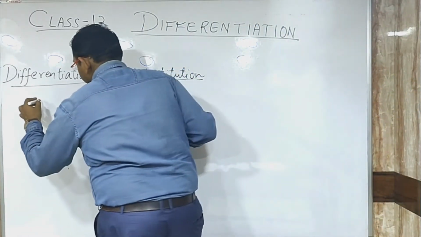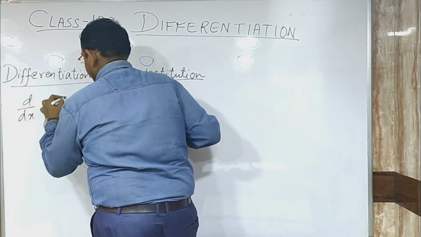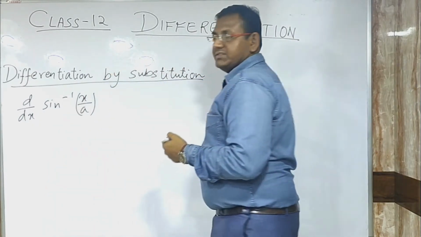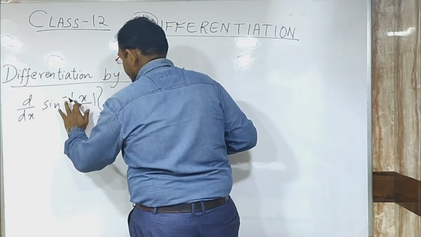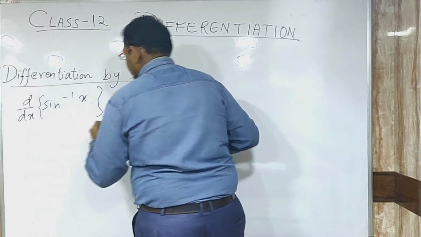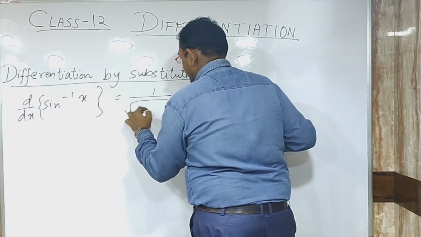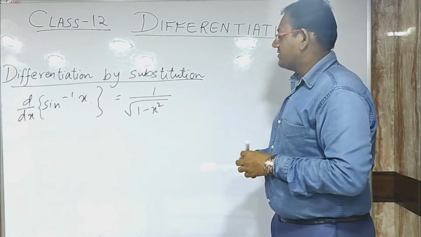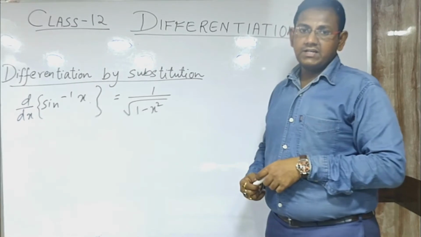We already know the differentiation d/dx of sine inverse x by a. Or let us take an example, differentiation of sine inverse x. Let us consider this only. In this particular case, we already know the formula. This is 1 by root over 1 minus x square. So we pretty much know the formula of differentiation of sine inverse x, that is 1 by root over 1 minus x square.